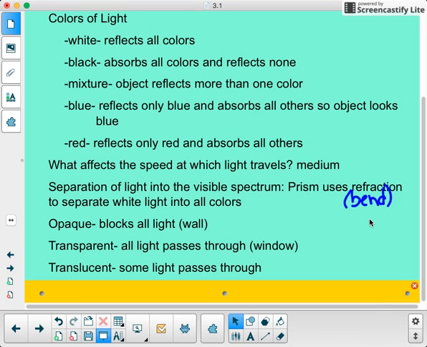Those are the notes for Mod J, Unit 3, Lesson 2, Interactions of Light.